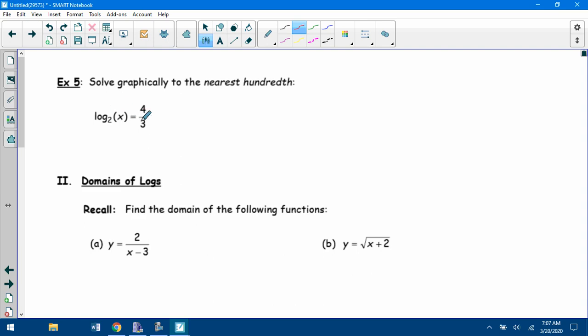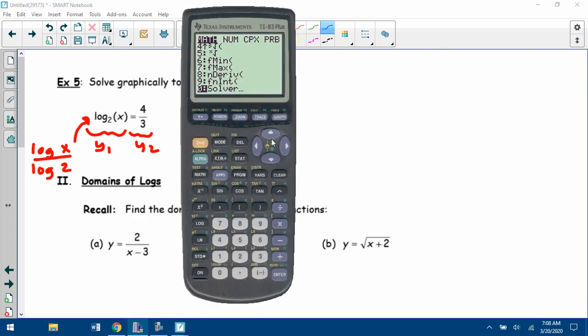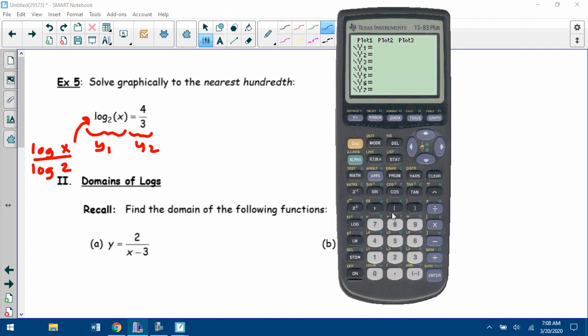So if I want to do a log equation graphically, how do I always do stuff graphically? By doing y1, y2. The only thing is, if you have a new calculator in y1, you can use that log base key and do log base 2 of x. If you have an old calculator like I have, I'm going to have to write this as log of x divided by log of 2. So go ahead, however you want to do that, go to y equals. Newer calculator, I'd use that log base key in the math menu. For me, I'm going to have to write log of x, close the parenthesis, divided by log of 2. And y2, I'm going to put 4/3.